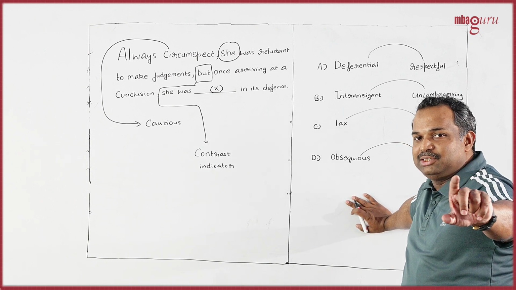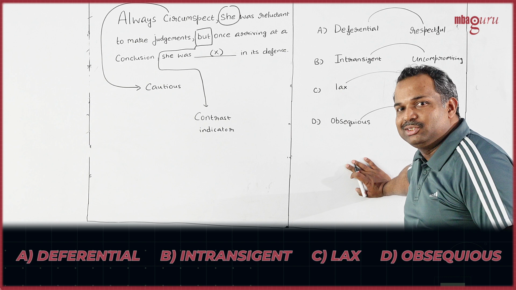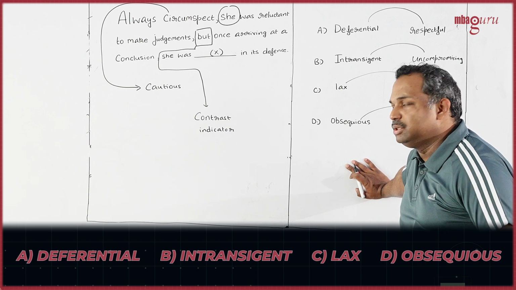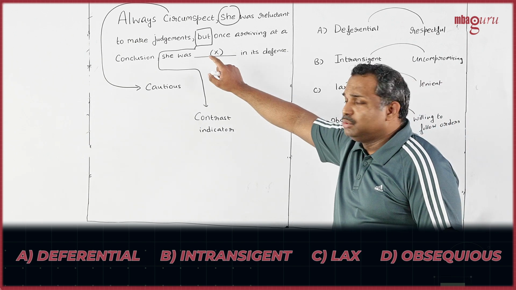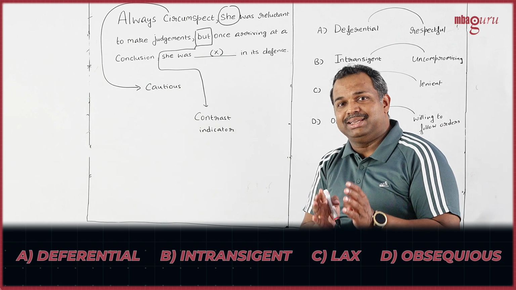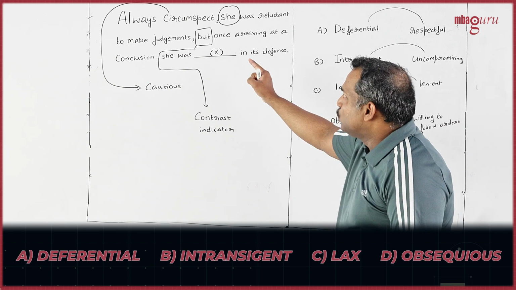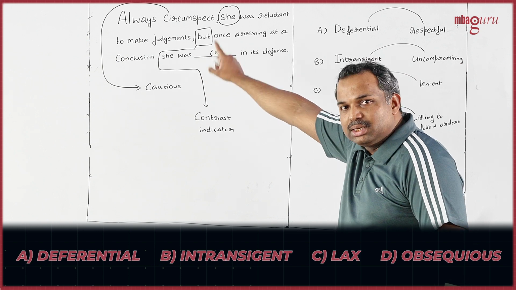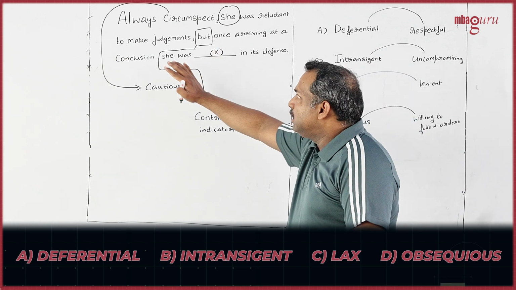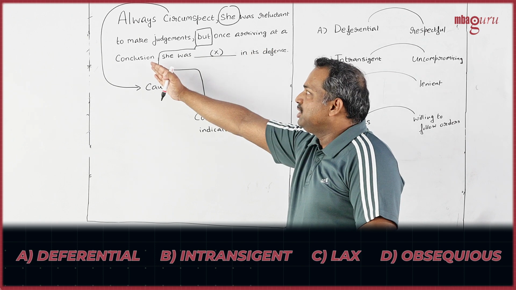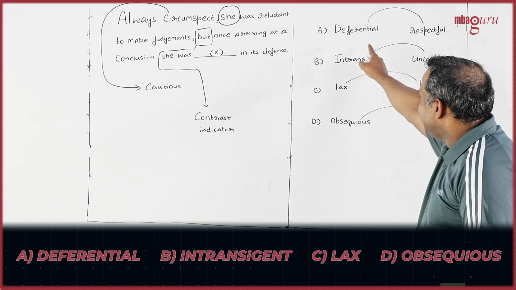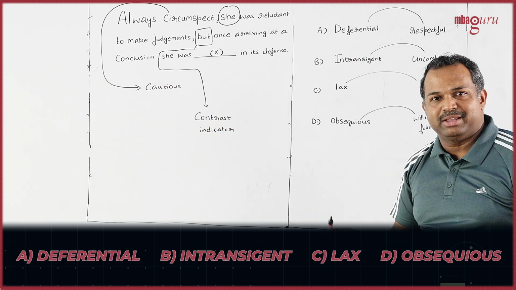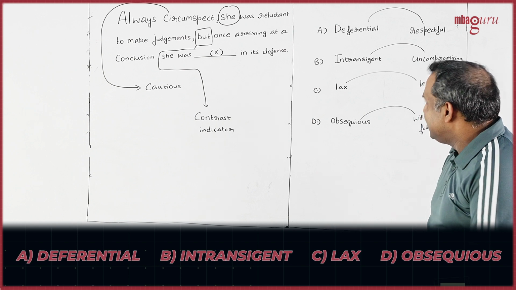Now let's rewind 20 seconds. What did I tell you? I told you that the correct answer in this case has to be something that goes opposite of what was given prior to the contrast indicator. Circumspect person, very reluctant to make judgments, but once she arrives at the conclusion, she is deferential or respectful in its defense. Does that make sense?